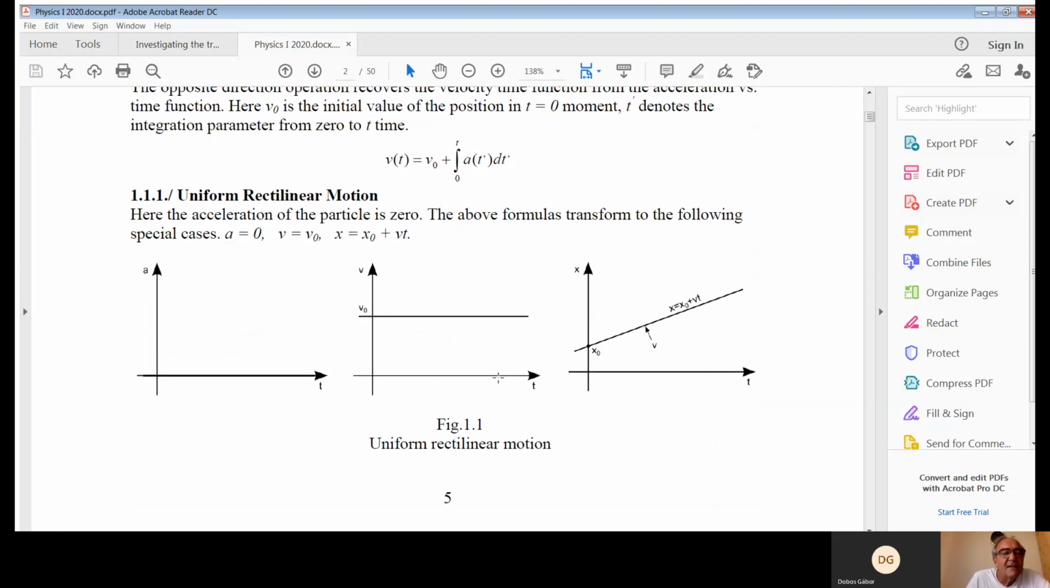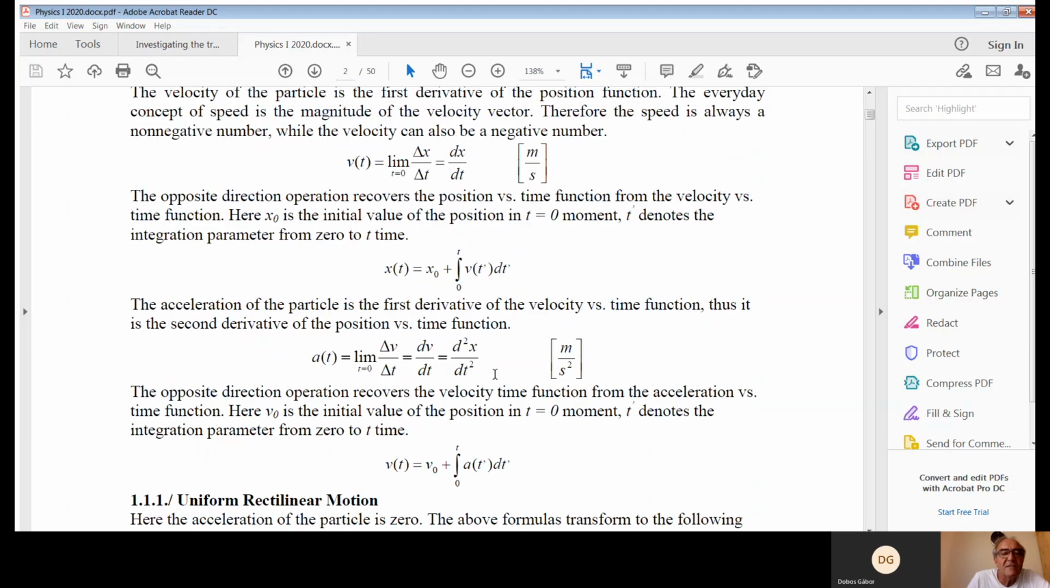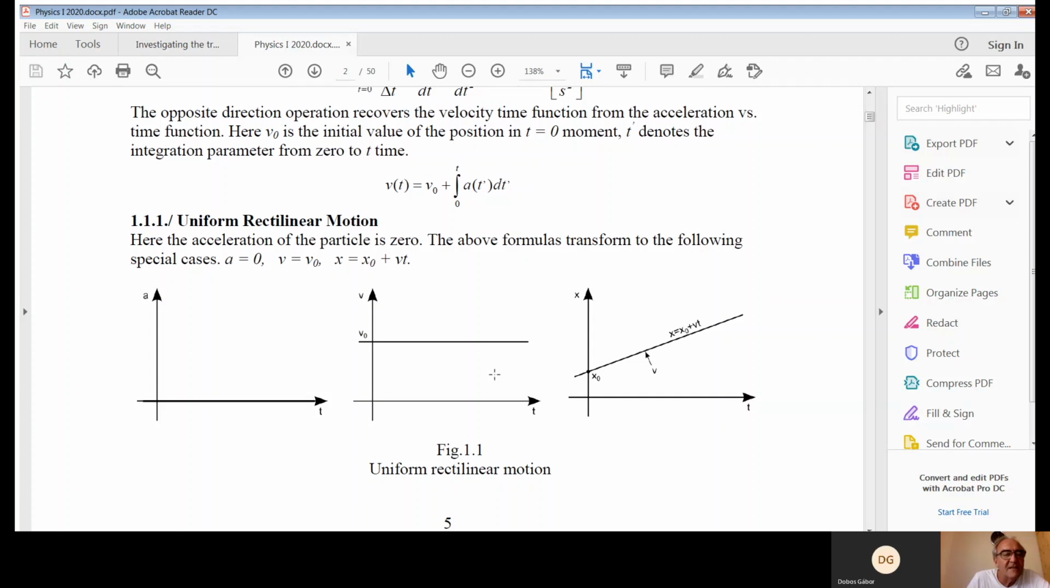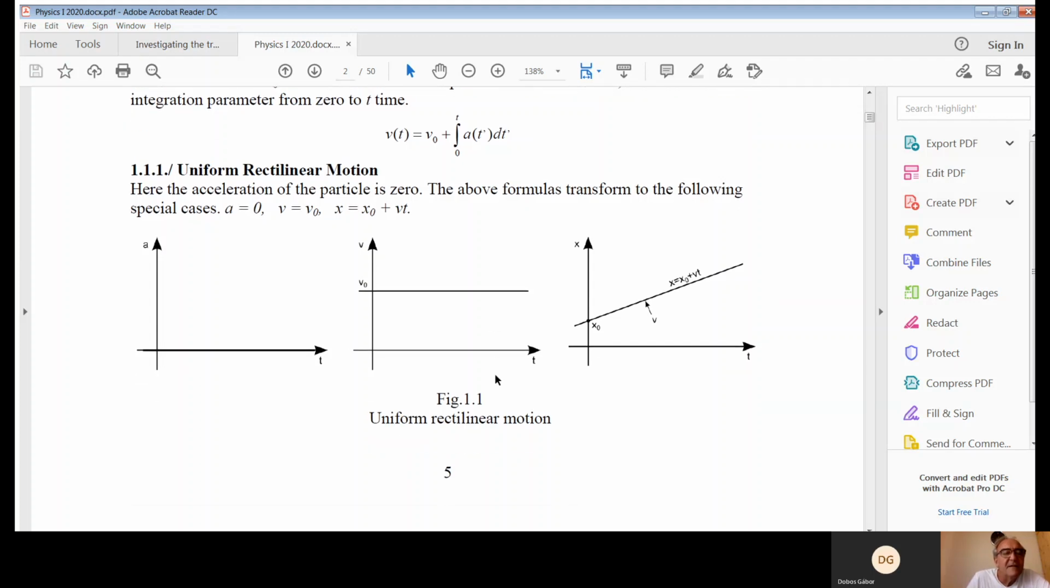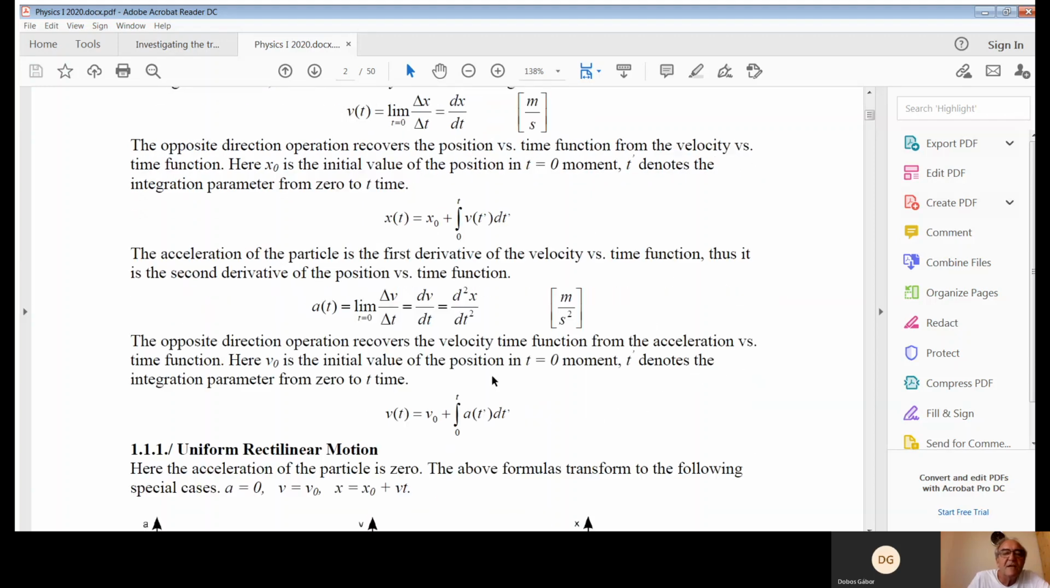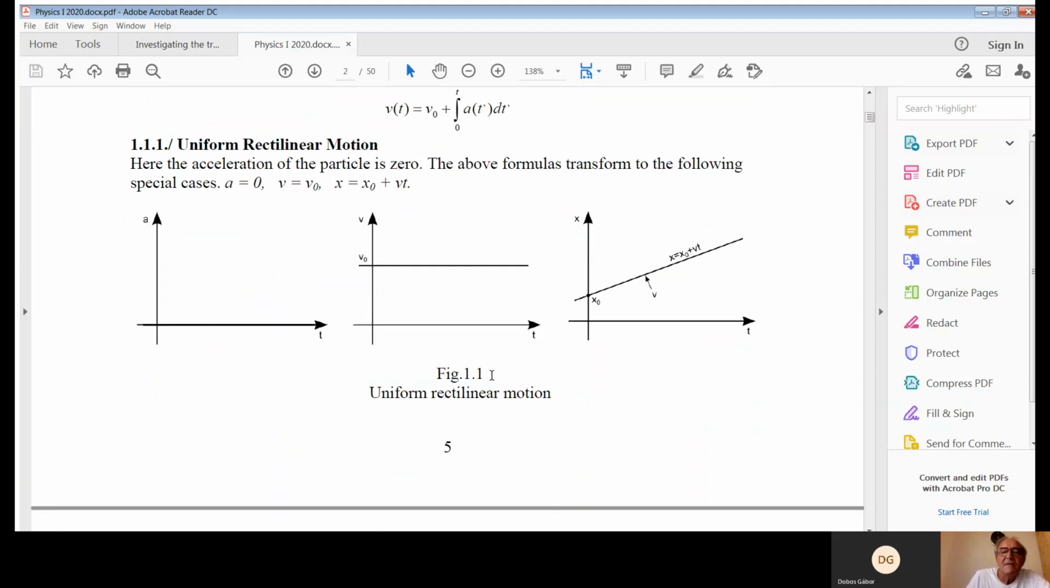Now let's check the next point, uniform rectilinear motion. So far it was a general rectilinear motion. This was giving us the general formulas. Now these formulas will be actual formulas for some specific types. This one is the uniform rectilinear motion, and here the acceleration of the particle is 0, a special type of motion. The above formulas, which I have shown to you now, transform to the following special cases.